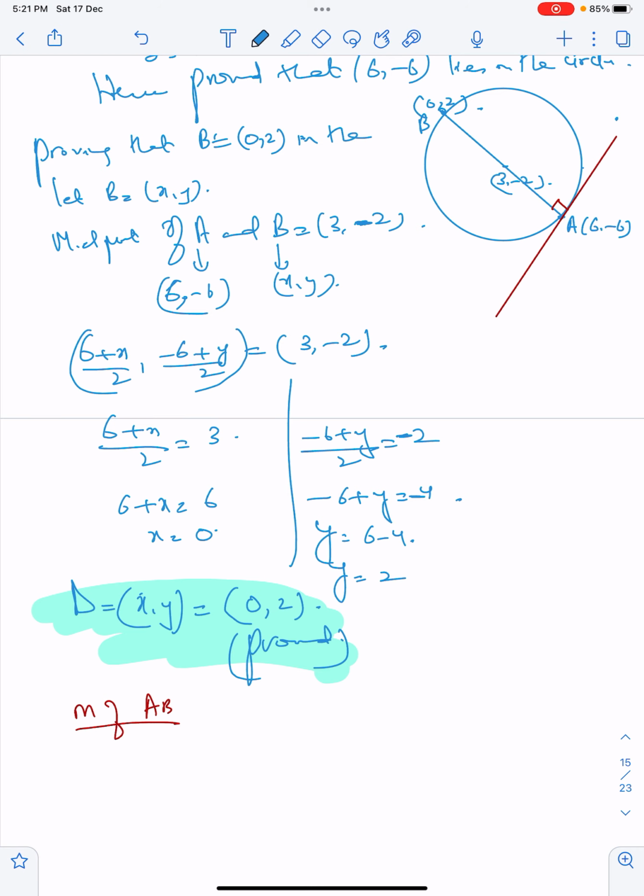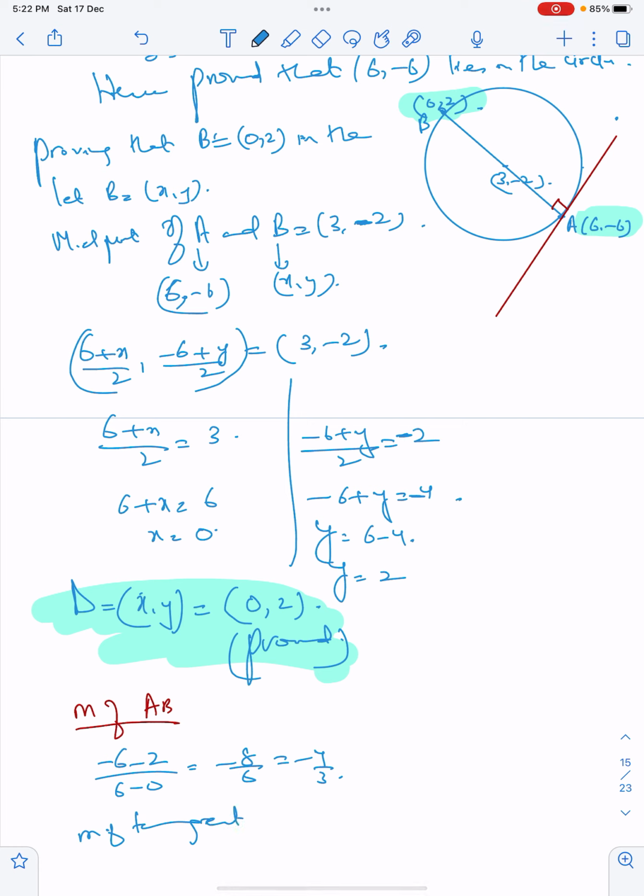I'm using 0 comma 2 and 6 comma negative 6 to get the gradient. Negative 6 minus 2 upon 6 minus 0. So the gradient is minus 8 upon 6, which is negative 4 upon 3. So the gradient of the tangent is going to be positive 3 upon 4.